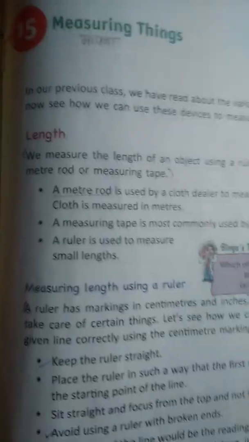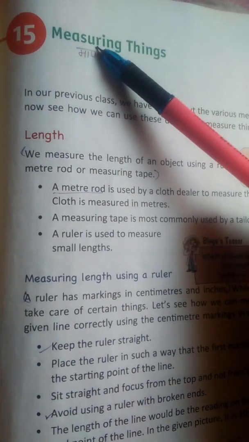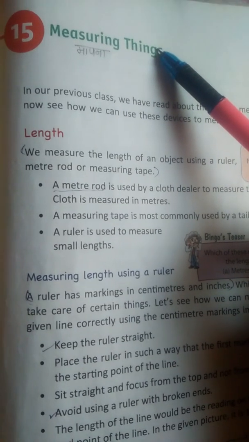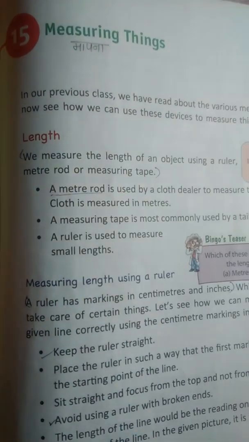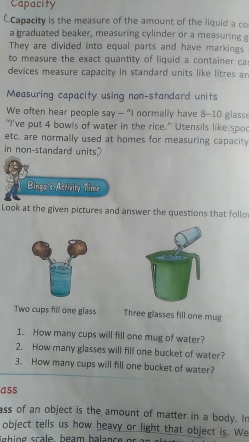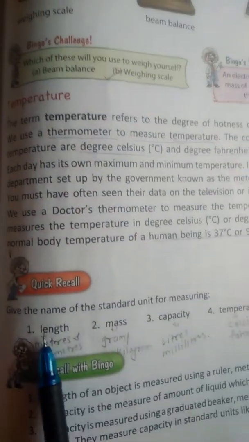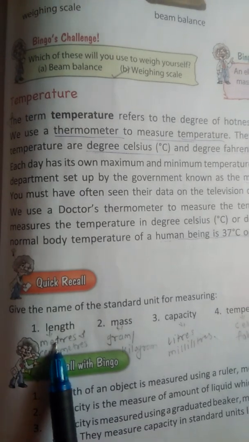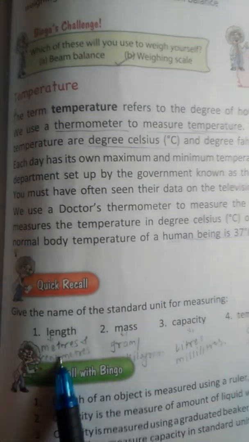Then the next most important chapter is chapter number 15, Measuring Things. We all know why we measure things: length, capacity, mass and temperature. And we have to know the standard units of length, mass, capacity and temperature. So what is the standard unit of length? Meter and centimeter. We have to measure length in meter and centimeter.